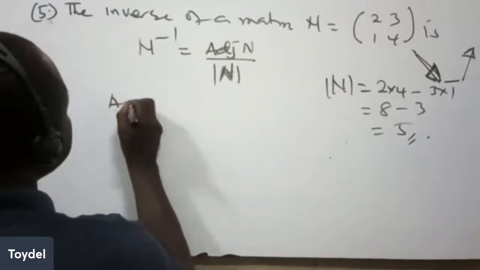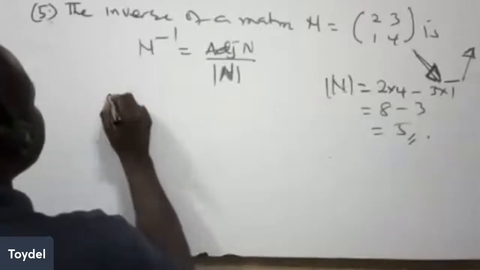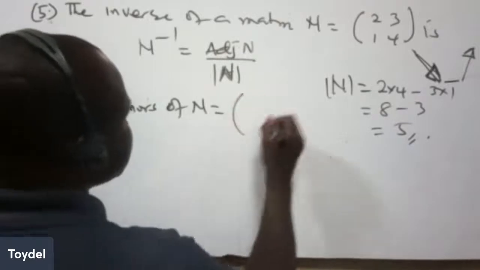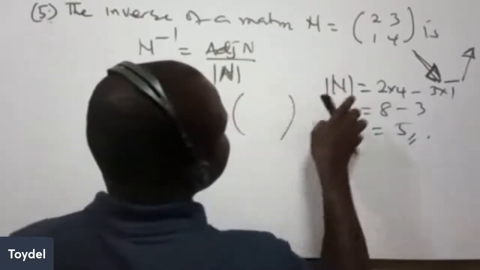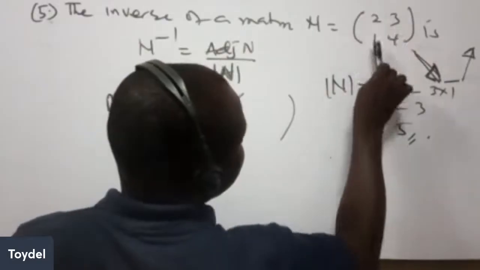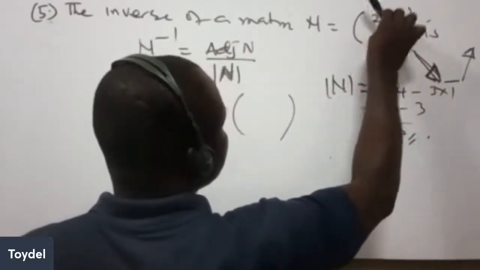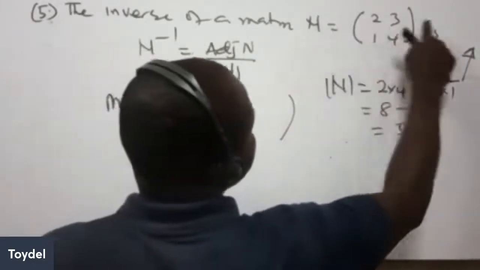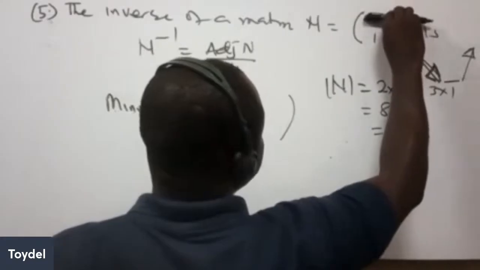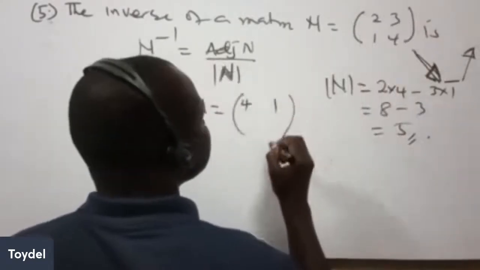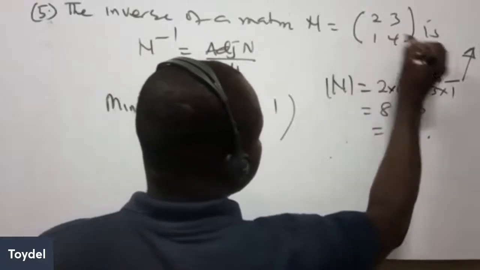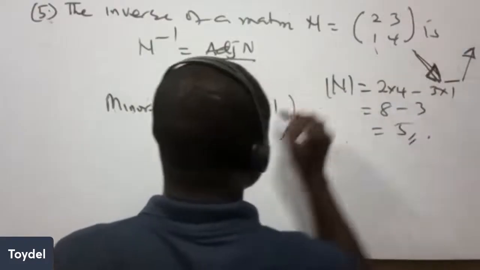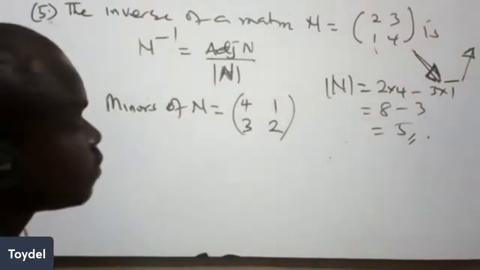I will start with the minors of N. How do I find the minors? 2 is along the first row and first column, so you pretend as if you cover the first row and first column, and write out the leftover. This is the minor of the first one. Then 3 is along the first row and second column. If you cover the first row and second column, you are left with 1. Then 1 here is along the second row and first column. What you have left is 3. Then 4 is along the second row and second column, so you have 2. These are the minors of N.